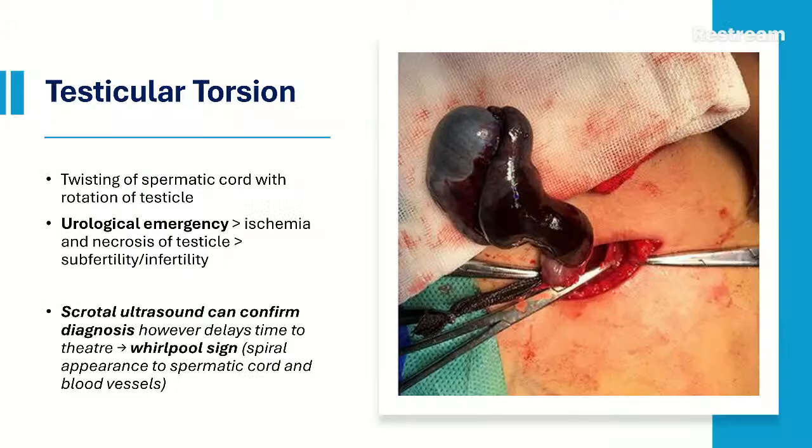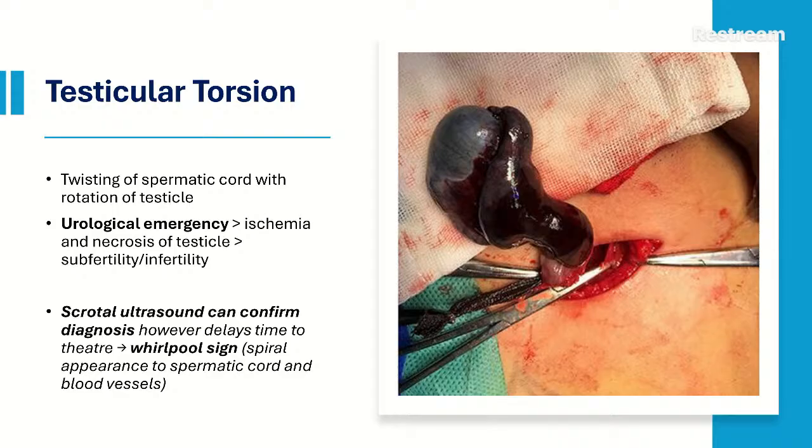So let's start with testicular torsion. Always seems to come up in finals. Very important that everyone knows about it, and it's a urological emergency. So testicular torsion is when the spermatic cord twists and you get rotation of the testes. It becomes necrotic, as you can see, and your testes essentially dies. Time is testes, so very important we take these patients to theatre immediately.